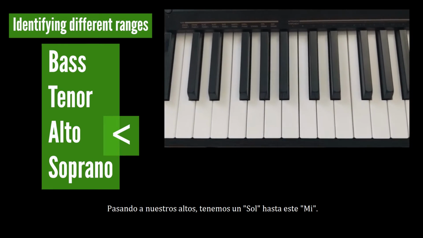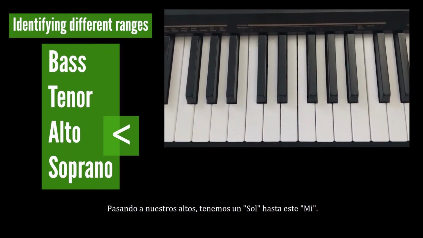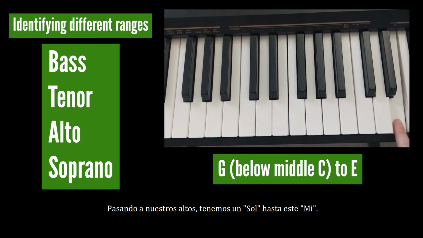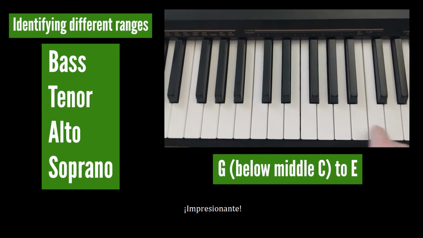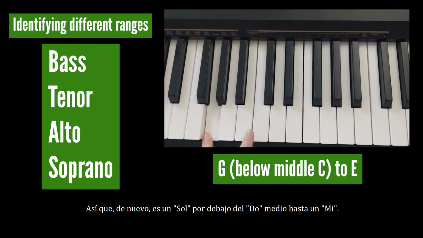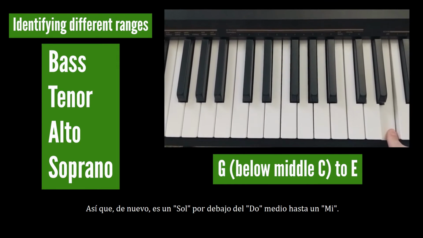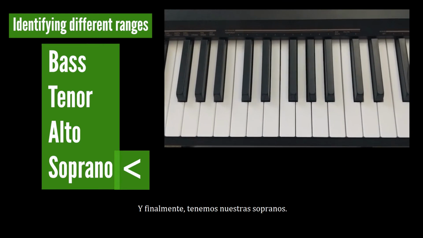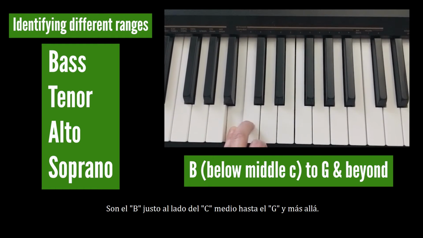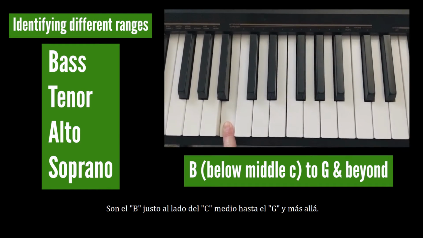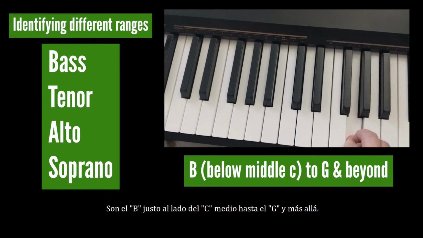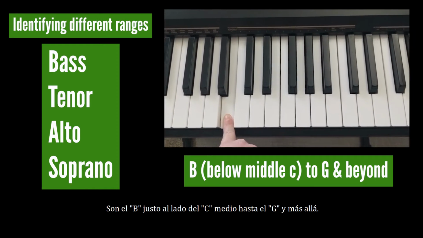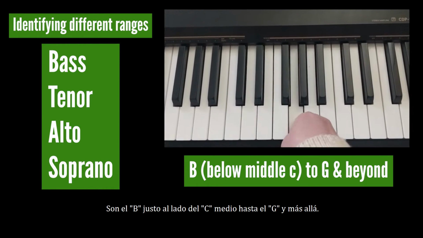Awesome. Moving on to our altos, we have G all the way up to this E. Awesome. So again, that's G below middle C, all the way to an E. And finally, we have our sopranos. And they are the B right next to middle C, all the way to G and beyond. Okay, so again, that's B to G and beyond.